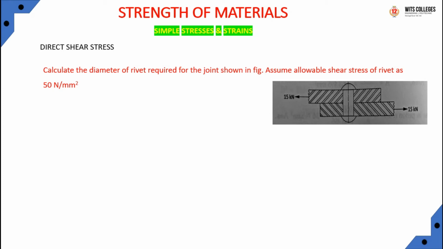on the two plates. The rivet is said to be under shear.